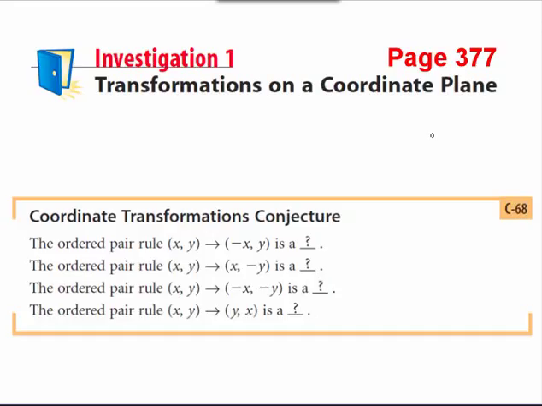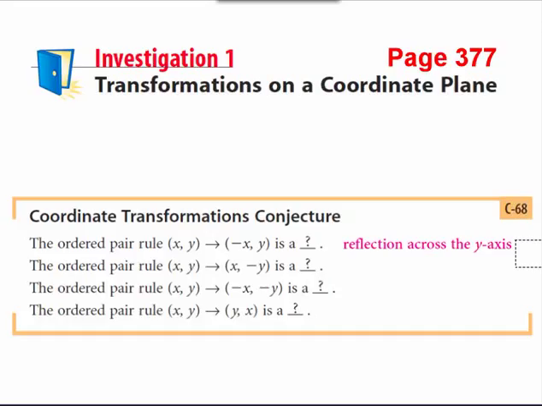If I just change the x to negative x, where does it move it? To another quadrant. To what quadrant? The one next to it. It moves it across what axis? The y-axis. So this is a reflection across the y-axis. If you just change the x's, it's actually a reflection across the opposite axis.